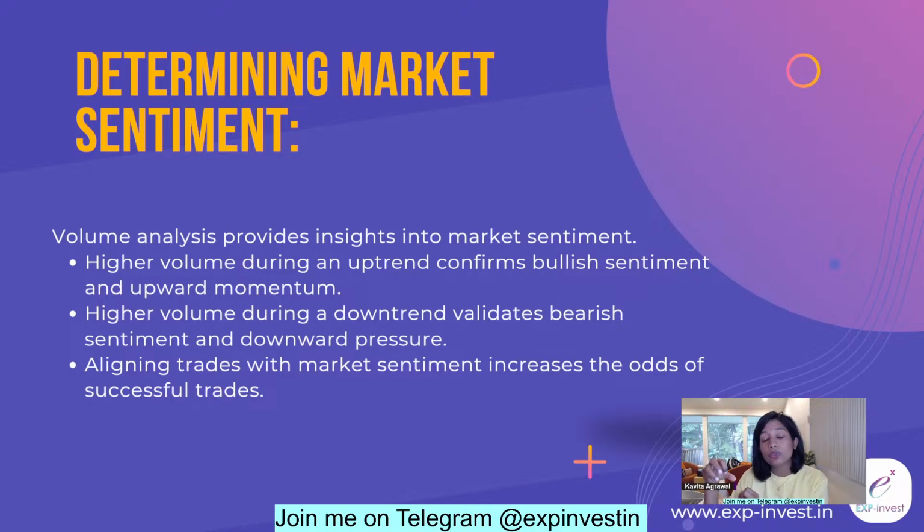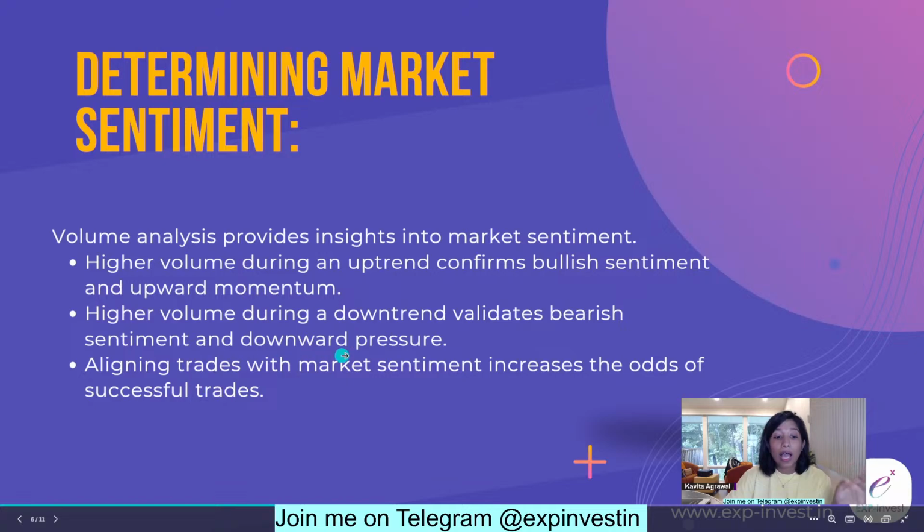And this is when the institutional trader says, you know what, the run up has gone on for too long. There are certain factors which indicate that maybe the broad economy is not well, maybe inflation is too high, maybe the jobs data is not that great, maybe the particular company has become overvalued. They say it's now time to get out. They start selling, and who is buying all those sold stocks? Retail traders. And then what happens? The stock prices fall. So higher volume during an uptrend confirms the bullish trend and upward momentum. Okay, higher volume during a downtrend validates the bearish sentiment and downward pressure. Aligning trades with market sentiments increases the odds of successful trades.